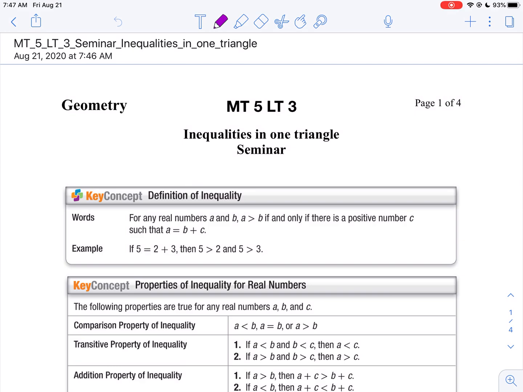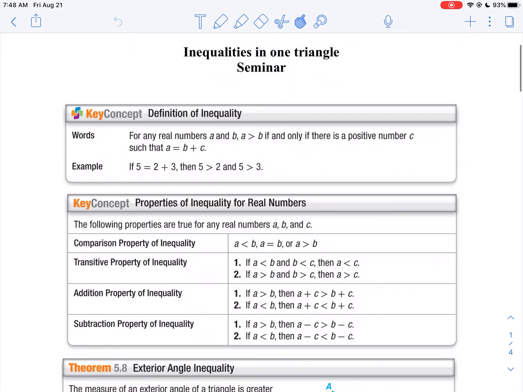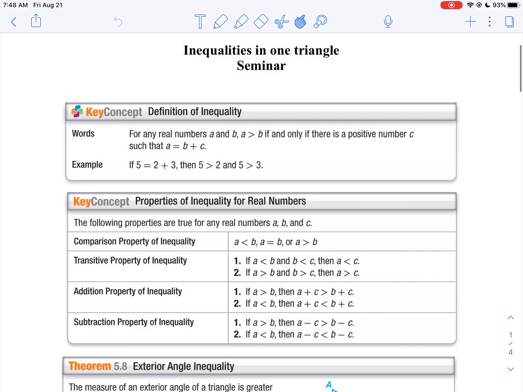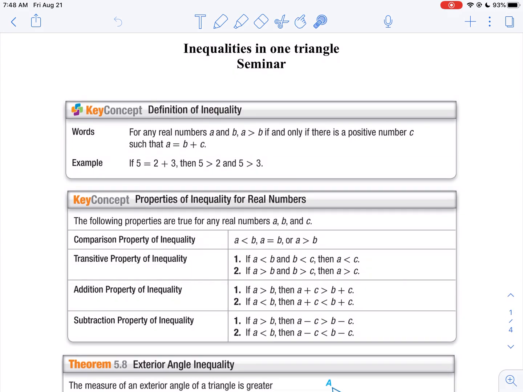A little review from algebra to start with. Remember, if you add two things up and they equal something else, well, that total is going to be greater than either one of those terms. That's what an inequality is. The comparison property, sometimes called the trichotomy from algebra, says if you have two numbers, one of three things must be true. They must be equal, one must be less than the other, or greater than the other.